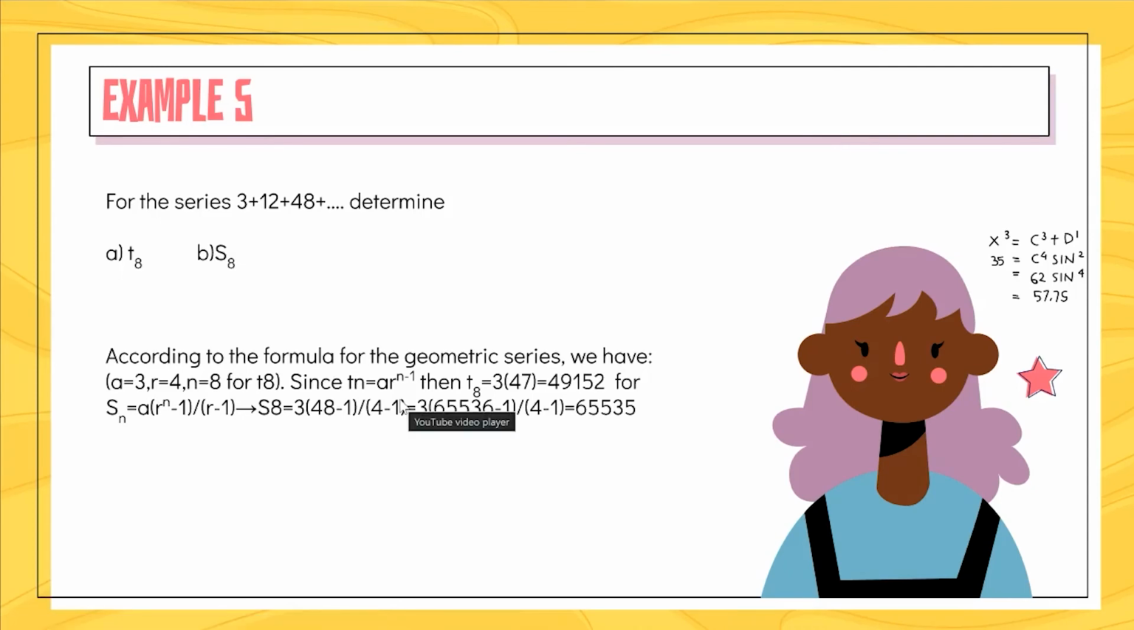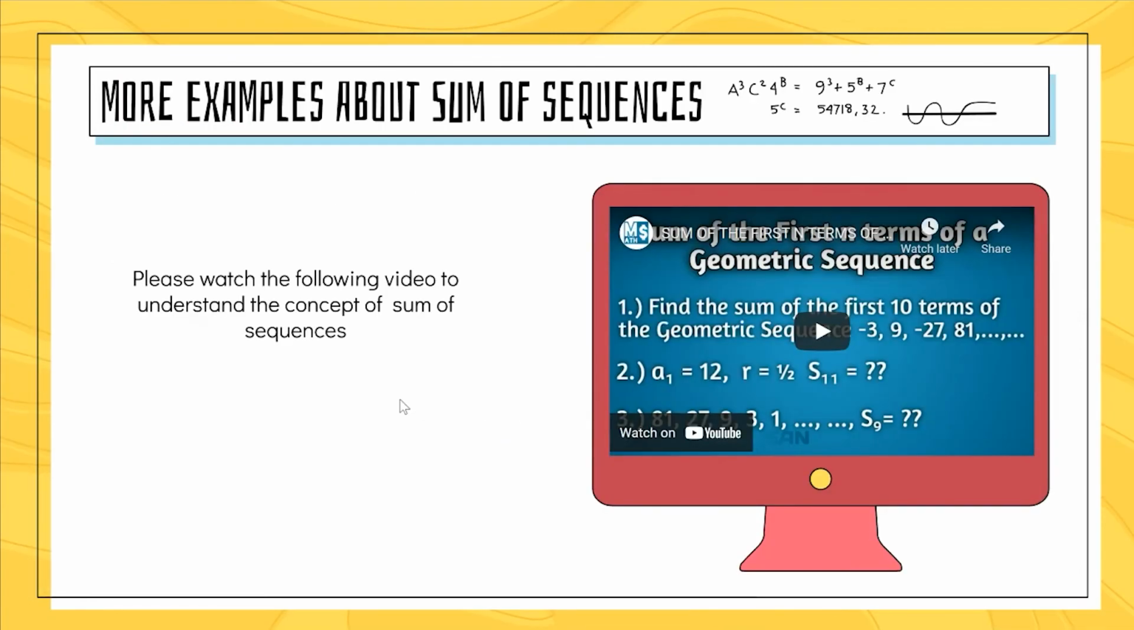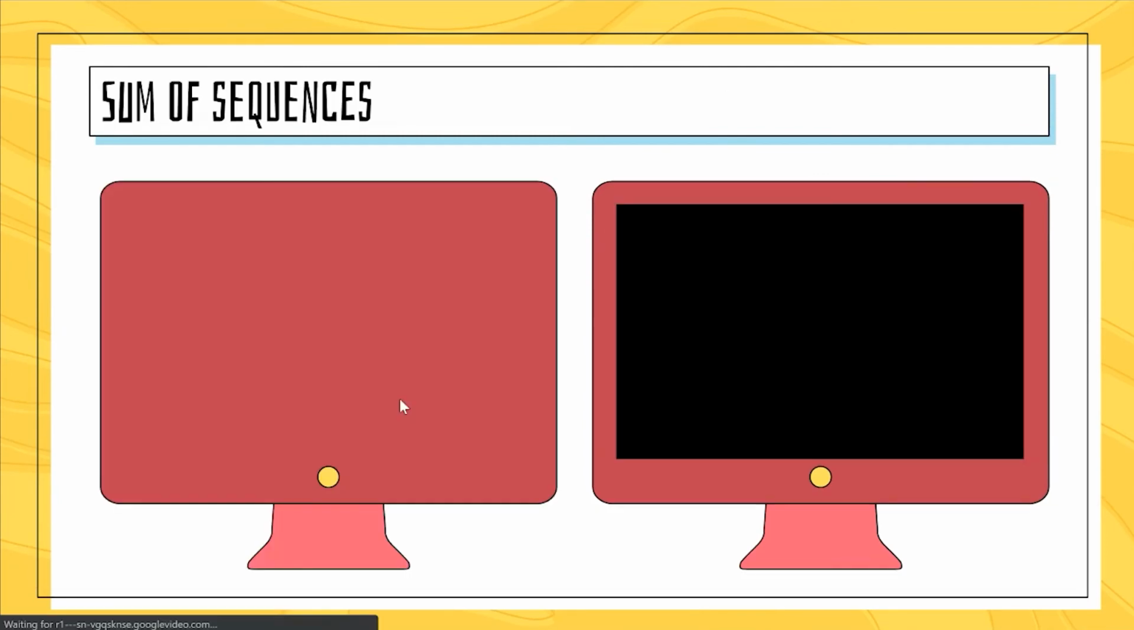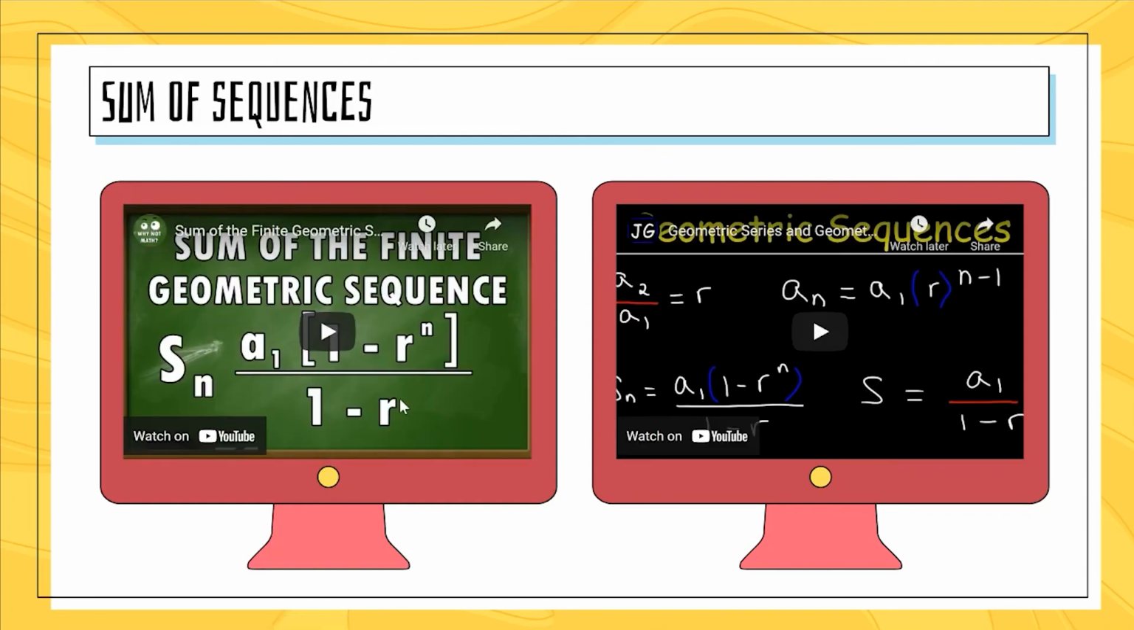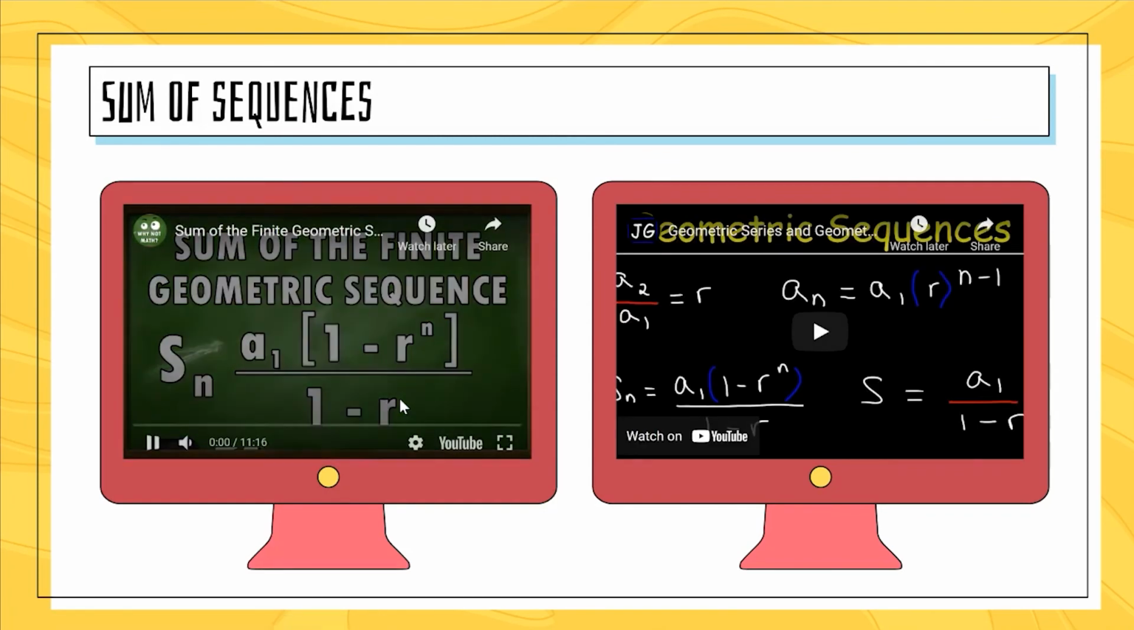And here is an example for the series 3 plus 12 plus 48, and find the a n and S8. And again there is some video here, you can watch it. And next, there are two videos, so important.